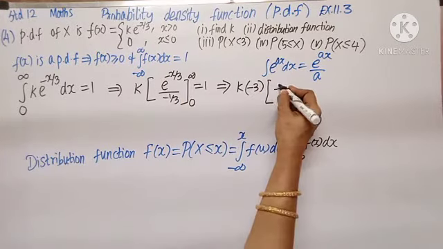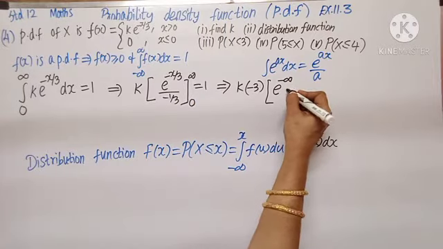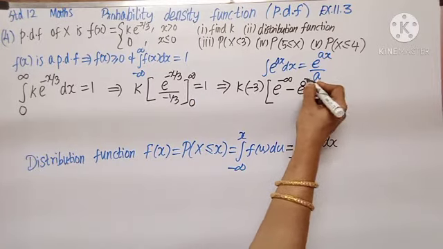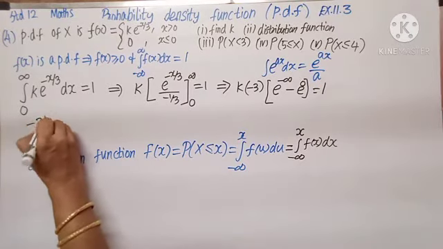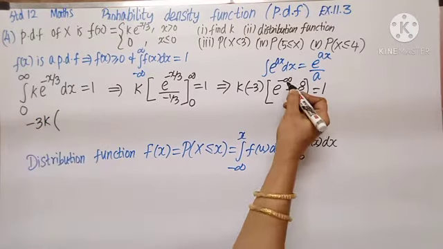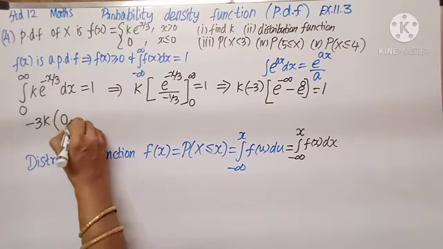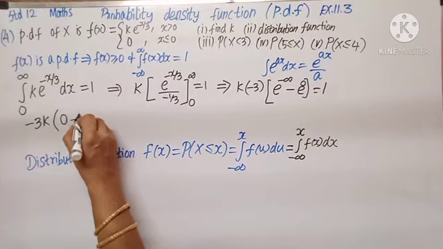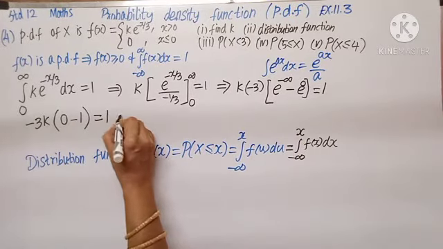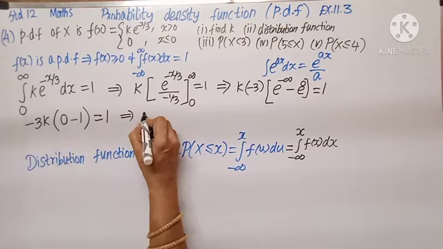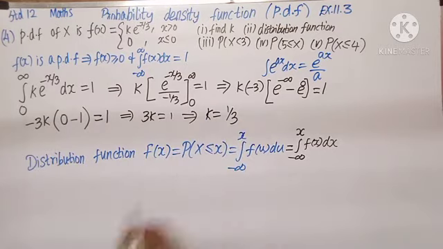Apply the limits: e power minus infinity is 0, minus e power 0, the value is 1, and RHS is 1. Minus into minus is plus. So minus 3k into (0 minus 1) equals 1, that is 3k is 1, which tells me the k value is 1 by 3.